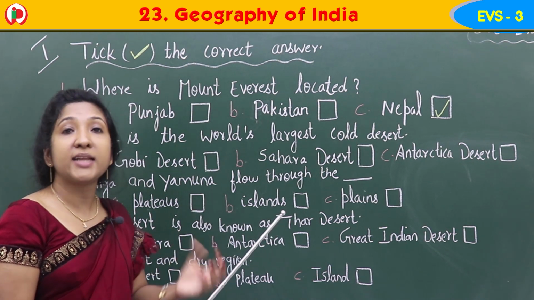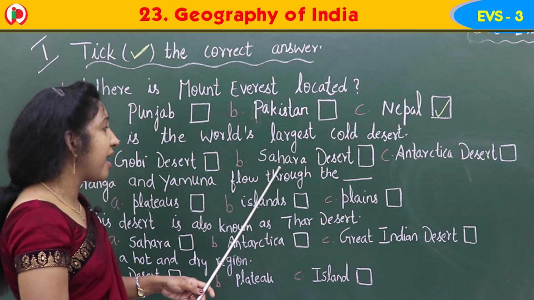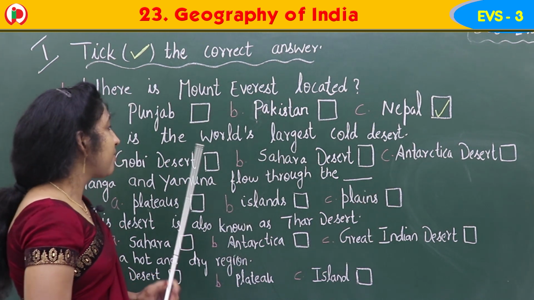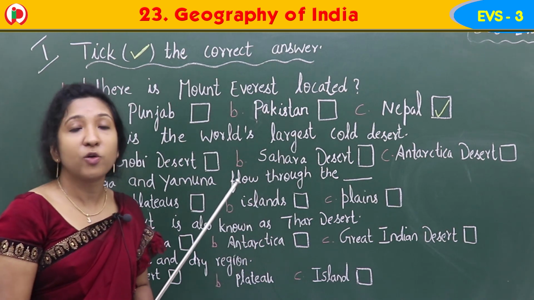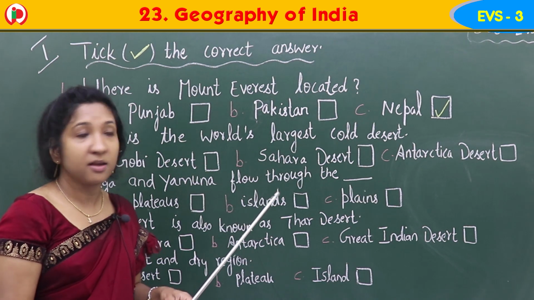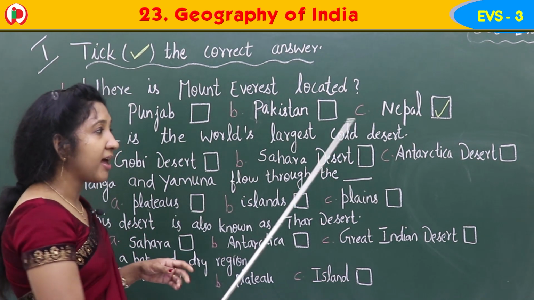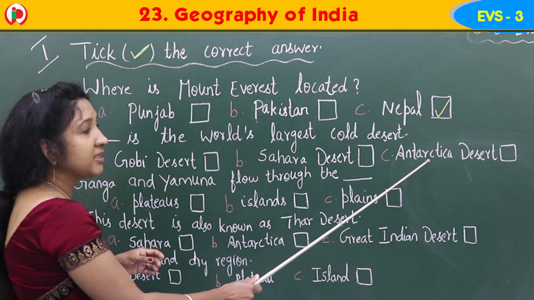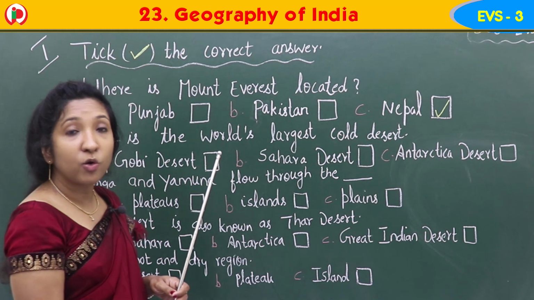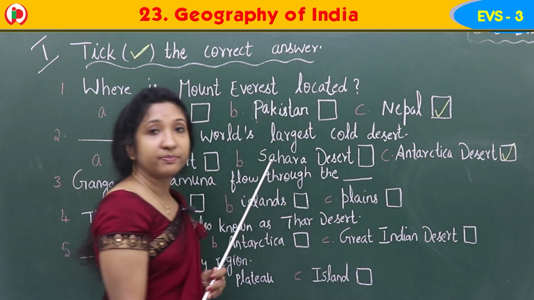That is cold desert. Yes, option A, Gobi Desert, option B, Sahara Desert, option C, Antarctica Desert. So which among them is the largest cold desert? Sahara is the largest hot desert. Or cold desert is, yes, option C, Antarctica. Antarctica Desert is the largest cold desert. So here you can give a tick mark.